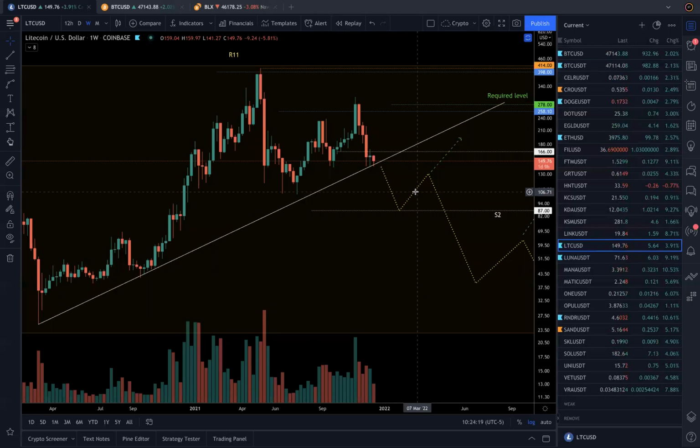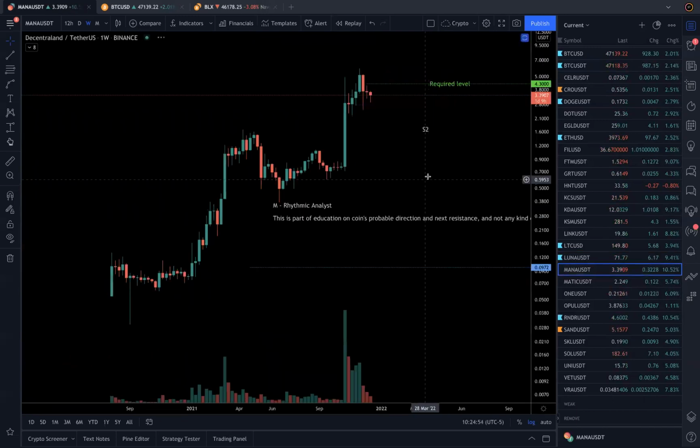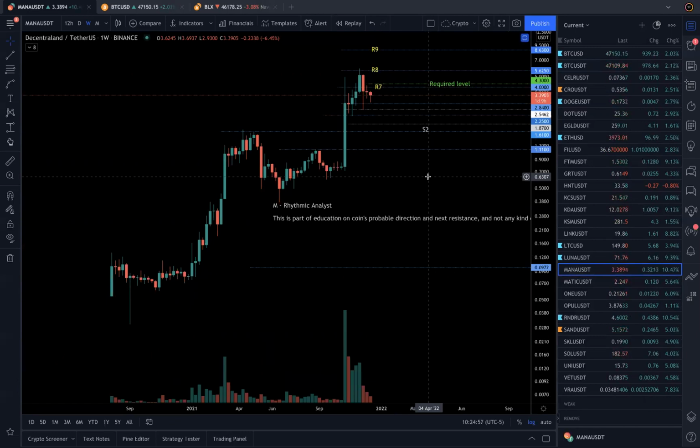You think that I'm analyzing, but actually this is more education. 90% of what I'm saying is education rather than analysis. I can wrap up this call in 10 minutes, actually, without saying anything. Why? Because I can, for example, say LTC: if this is broken, it will touch this. If this is broken, it will touch this. Next, LUNA: if it's already here and breaks above the required level, I'll give you the next level. If it breaks this, it will touch S1 and so on. This is done. MANA. This is the speed at which I can wrap up the whole call.